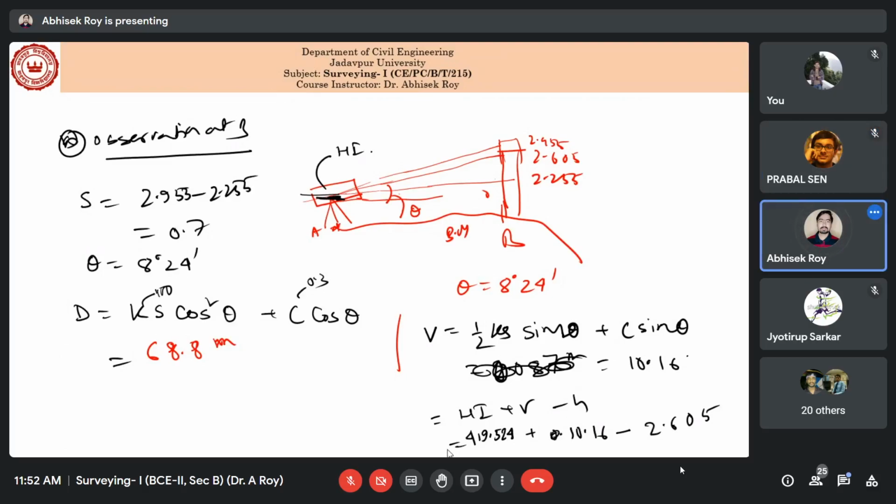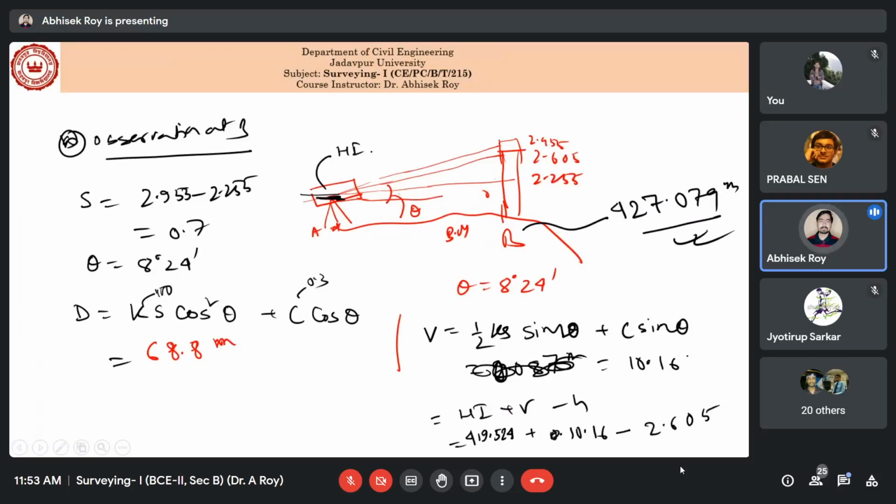Now calculate here. 427.079. Okay, so the RL of point B is 427.079.